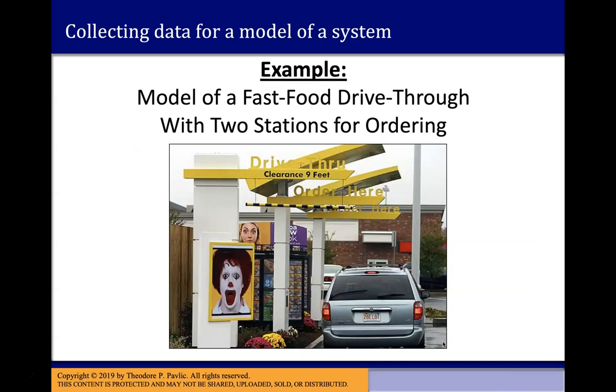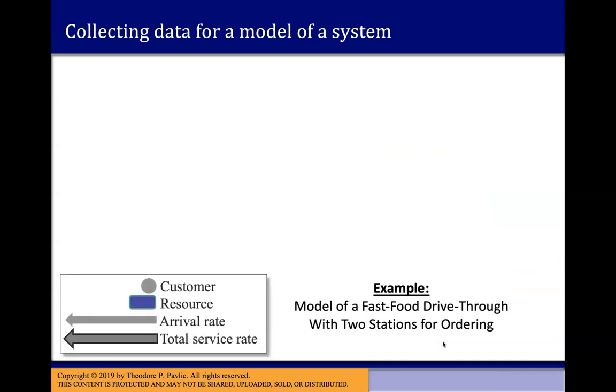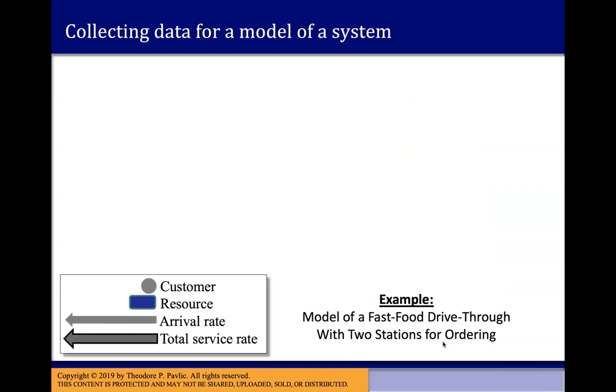So imagine, for example, you start at a fast food drive-through with 2 stations for ordering. So in that you have customers, those are probably your entities. You've got resources, let's say those are the 2 ordering stations during the drive-through. The customers have an arrival rate, and then there's a service rate. How long does it take for them to provide their orders, for their orders to be taken, and then for their food to actually be prepared.